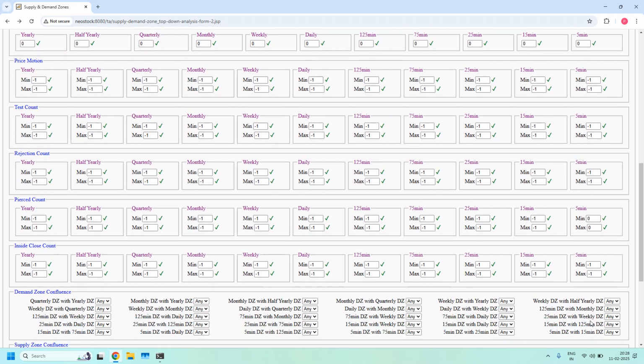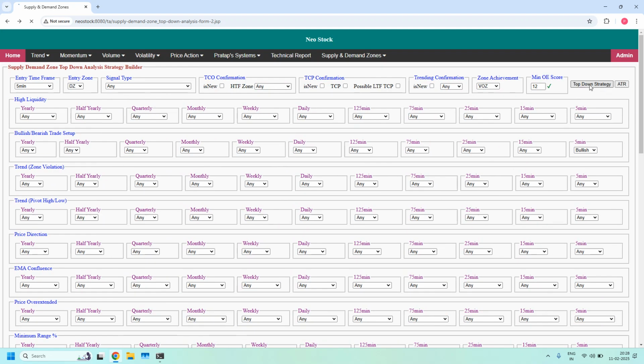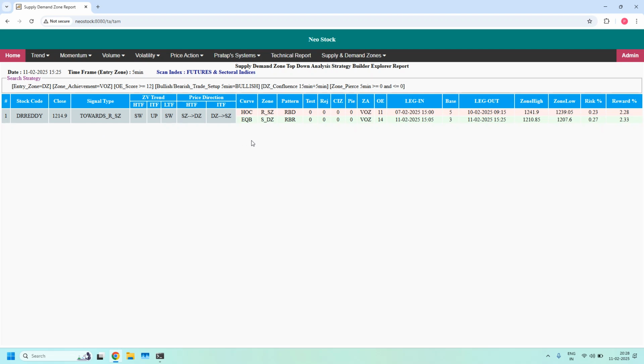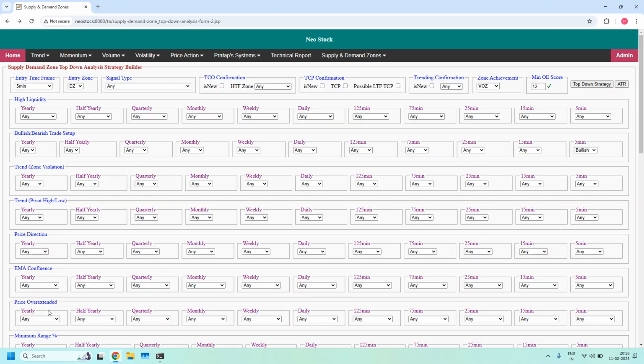In the demand zone Confluence, I am setting the filter 5 minutes demand zone with 15 minutes demand zone Confluence. So only one stock, Dr. Reddy. This 5 minutes demand zone is overlapped with 15 minutes demand zone, and it is uptrend. Let us check if the 15 minutes demand zone is having any daily EMA Confluence.